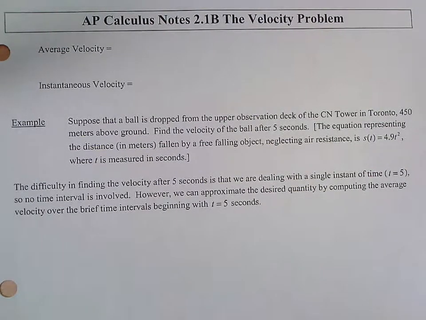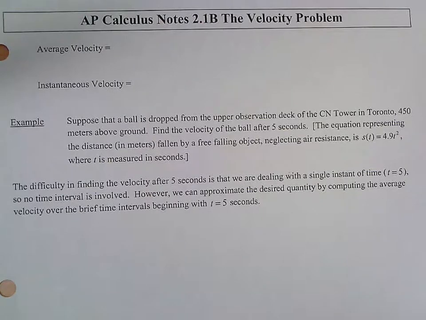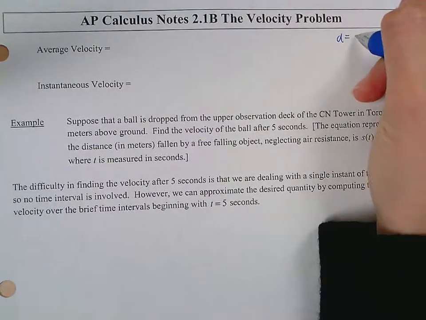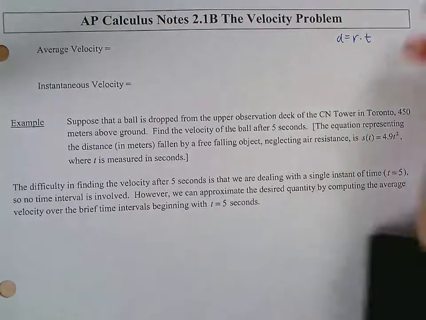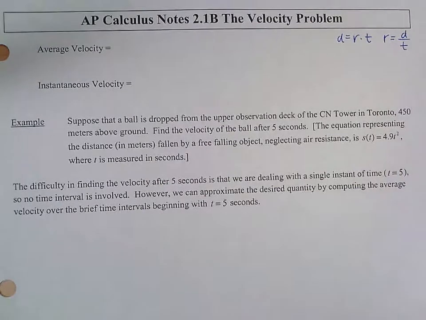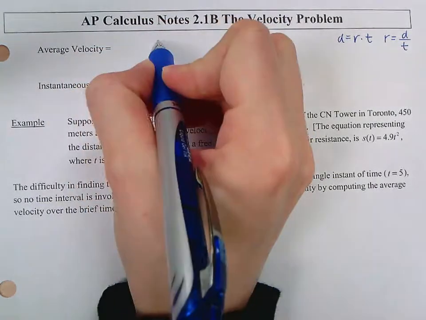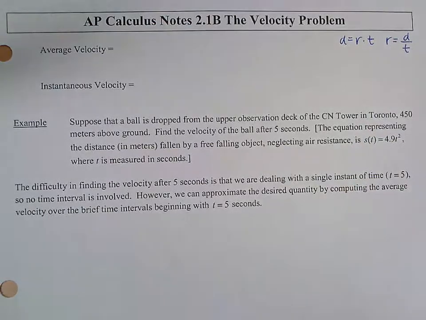So for average velocity, there's a specific formula that we use to calculate it. If you think of the distance formula, distance equals rate multiplied by time. So if we solve for the rate, the rate is equal to the distance divided by the time. I'll just write that out in actual words. So average velocity, because that would be your rate, and this would be average velocity over a time interval.